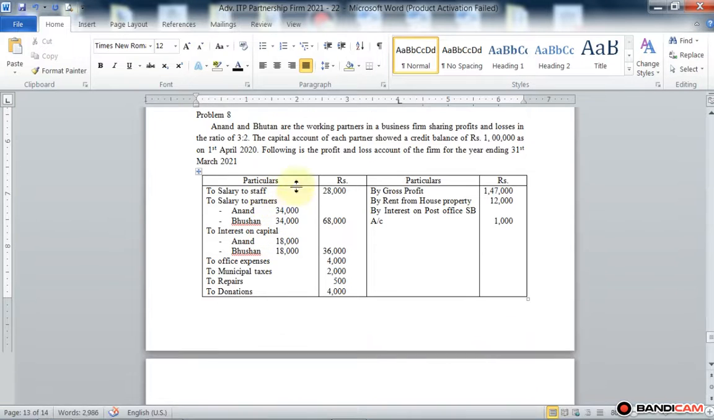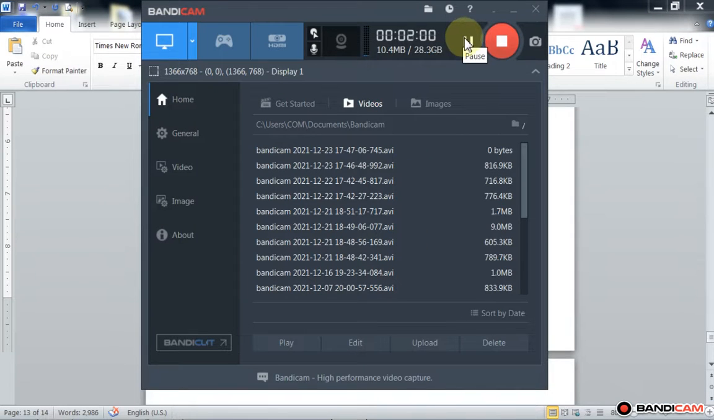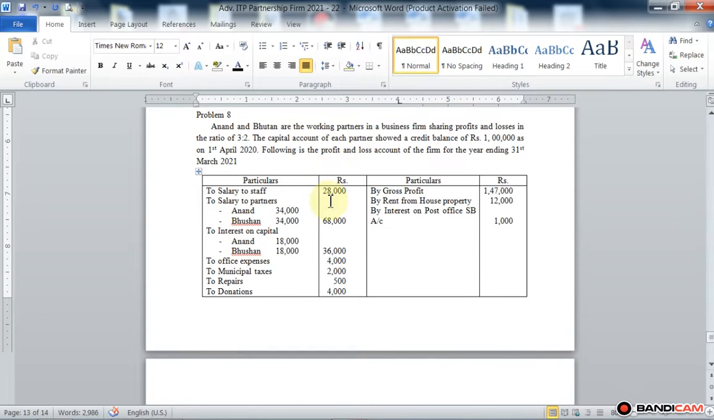So here the profit and loss account is given. We read the debit side first, then we read the credit side. On the debit side we identify the expenses which are not relating to the partnership firm. On the credit side we find out the income which is earned from other sources. So here first of all read the debit side.